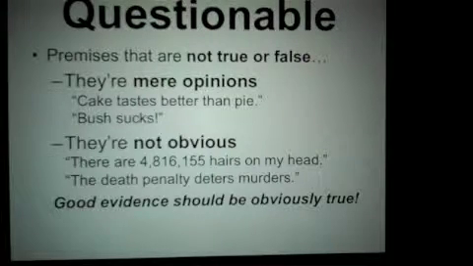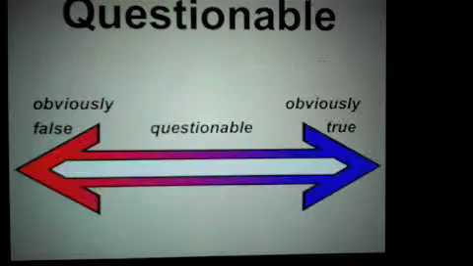murders or not. So the main idea behind this is that we don't like questionable premises because they don't make for good evidence. Good evidence not only should be true, but should be obviously true. And if it's not obviously true, you should back it up or explain why it's true with other obvious claims.